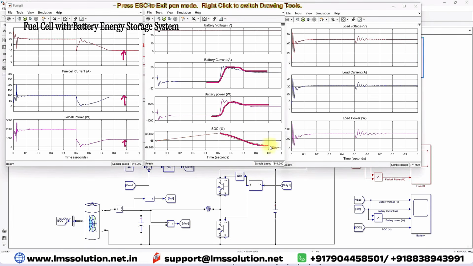So what's the meaning? Now the battery has changed from charging mode to discharging mode because of the change in pressure of fuel and air. And also here you can see the load side. The load side current is maintained constant, and the power is also maintained constant. The load always gets the power from the system. That means it is always getting power from the fuel cell as well as the battery according to the condition of the fuel pressure. So this is the working of this model.